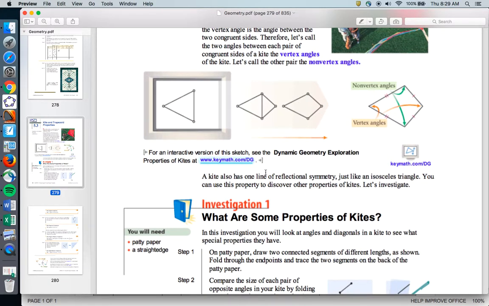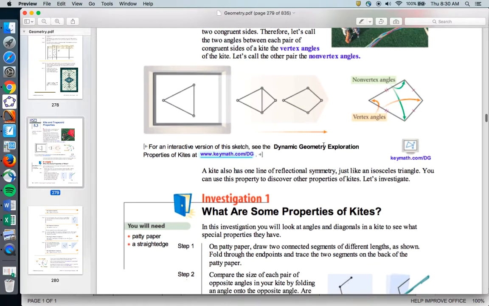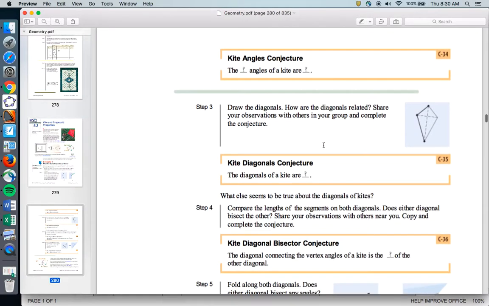All right, the other thing that we want to know is that there's a line of reflectional symmetry. But there's only one line. And we can see it's going to be the line that connects the vertex angles. That's one of the reasons that we call the vertices different terms. But that line that connects the vertex angles, that's going to be the line of symmetry. All right, then we've got a bunch of properties.